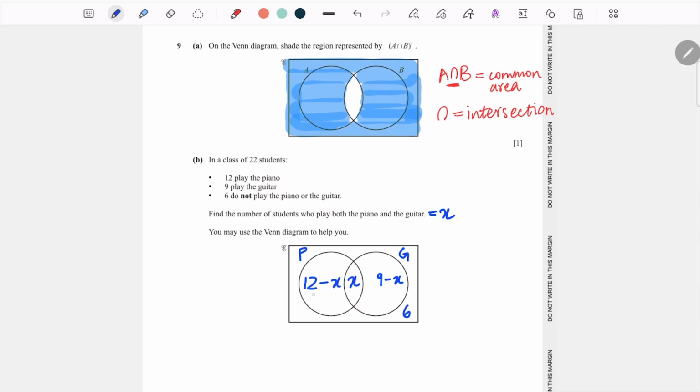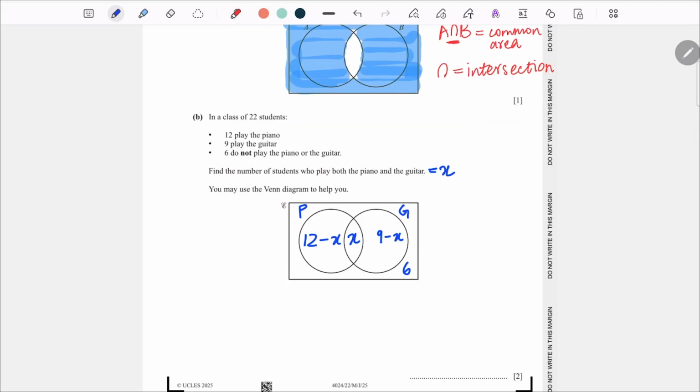Now I'm subtracting 12 minus X over here because the question does not state 12 play only the piano. 12 is basically representing the number of students that play piano. That means this entire circle will be equal to 12. Same is the case with guitar. 9 are the total number of people including X that play guitar. This is why in only the piano region we're putting 12 minus X.